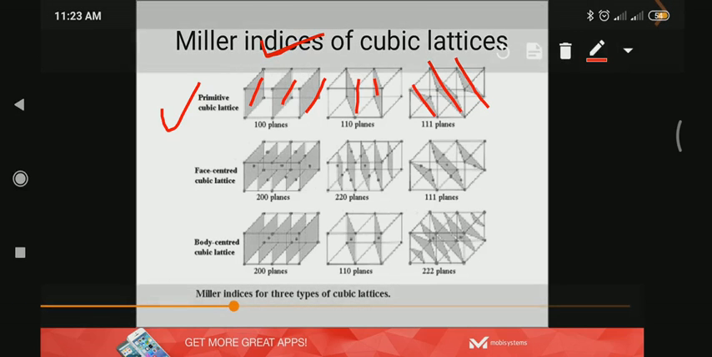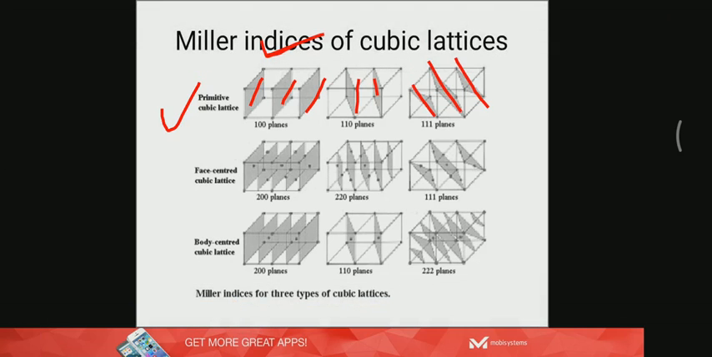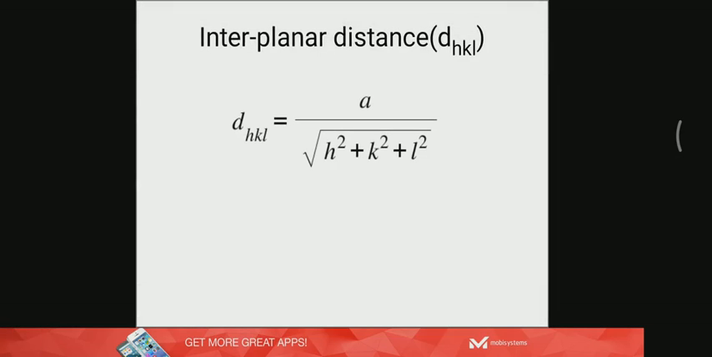Now regarding lattice planes, another important aspect to be understood is what is called interplanar distance. I told you that these planes are equidistant.